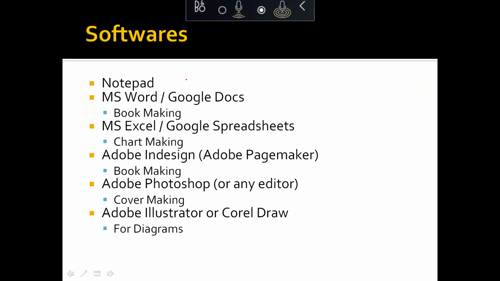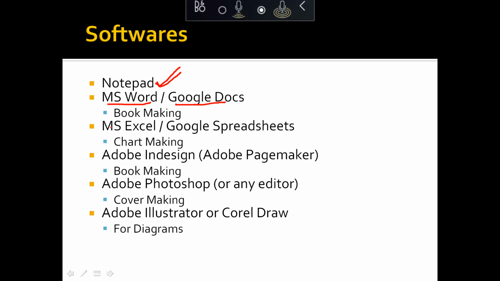Okay, now you want to design a book. What are the softwares you need? What I recommend, you may need Notepad. I will tell you why you need Notepad. Then you can use MS Word, Google Docs, or if you are using Mac OS, you can use Write. Or Word is also available in Mac.